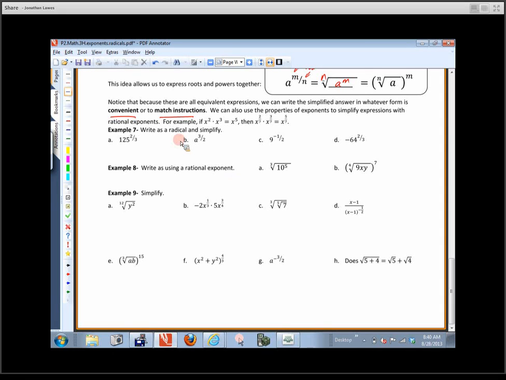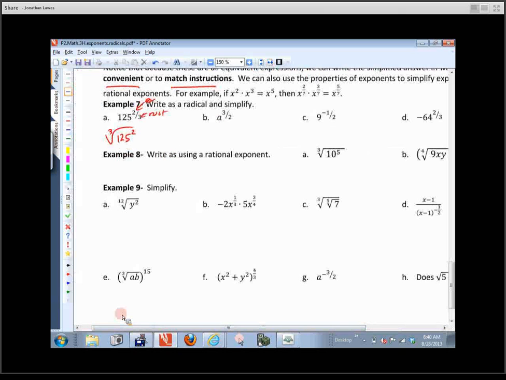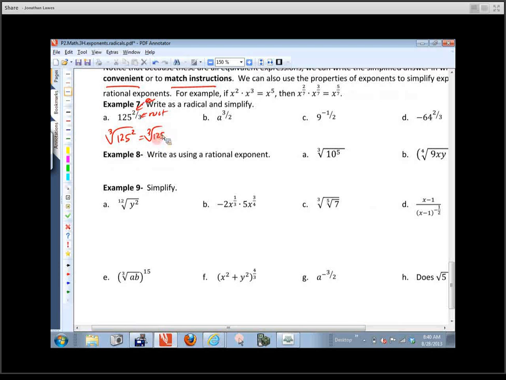Okay, write as a radical and simplify. So this is going to be, that's the root, and that right there is the exponent. So this is the cube root of 125 squared. Now, is that the best way to write that expression right there? Probably be better if we did this: the cube root of 125 and then square that. Because what is the cube root of 125? 5. 5 squared is 25. Okay?